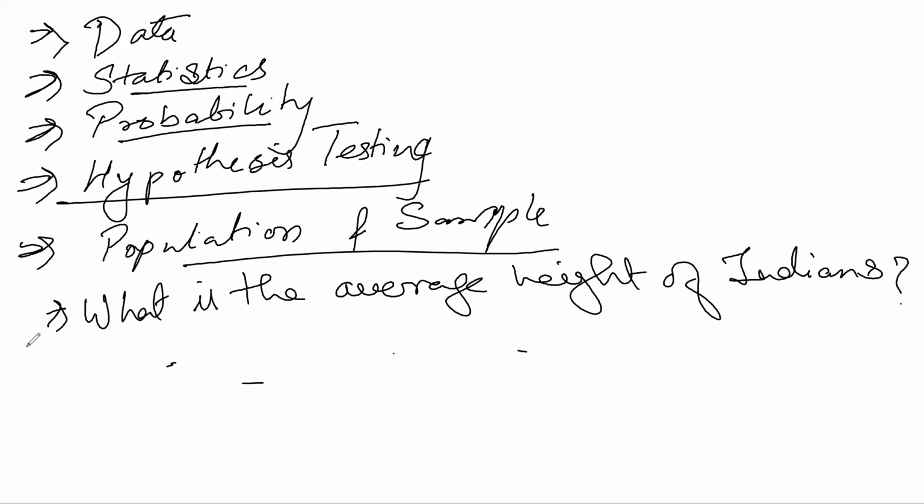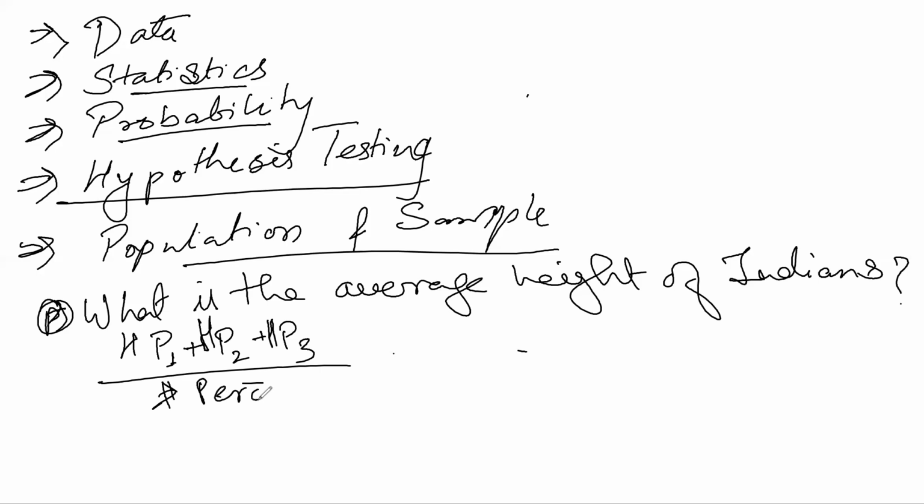Now to know the average height of the Indian population, what you will do, you will keep measuring the height of each of the persons, right? P1, P2, P3. Let me add H1 as well. So H of P1, H of P2, H of P3 and all, right? And then you will divide by the number of people. So this is not feasible, right? Because there are 1.3 billion people in India, right?